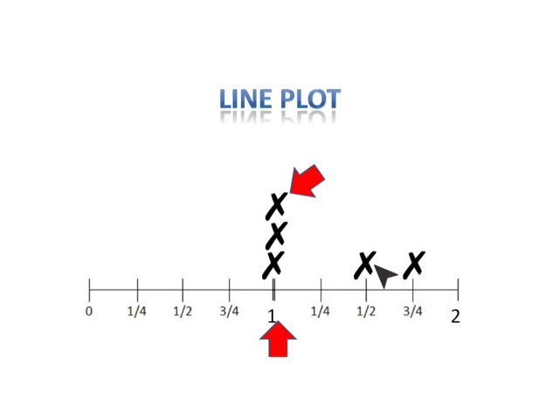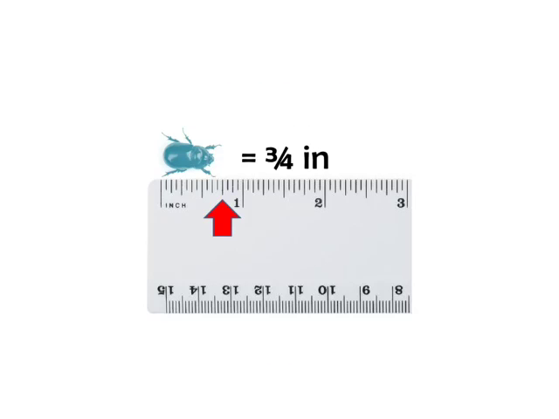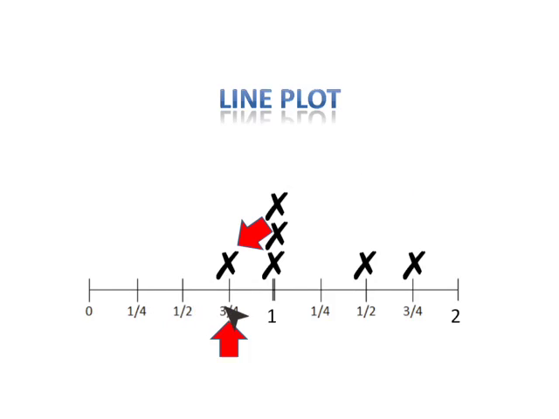Remember, we have one beetle that's 1.5 inches long and one that's 1 3/4 inch long. This beetle's a little bit tiny and it's kind of cute, don't you think? Anyways, it's 3/4 of an inch. So we're going to find the 3/4 of an inch mark right here and add an X to show that beetle.